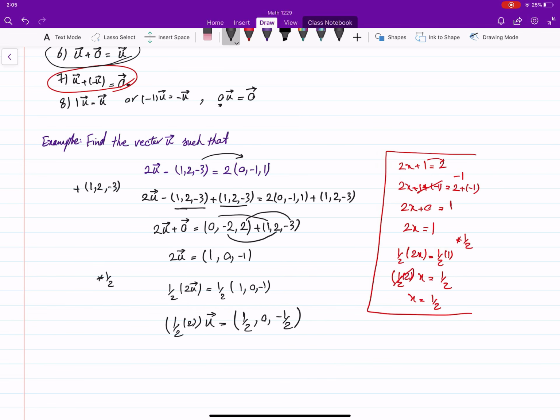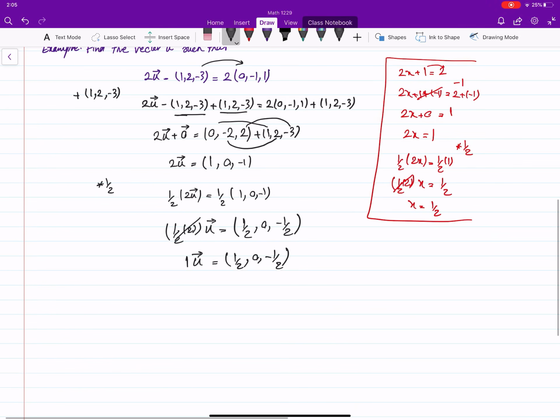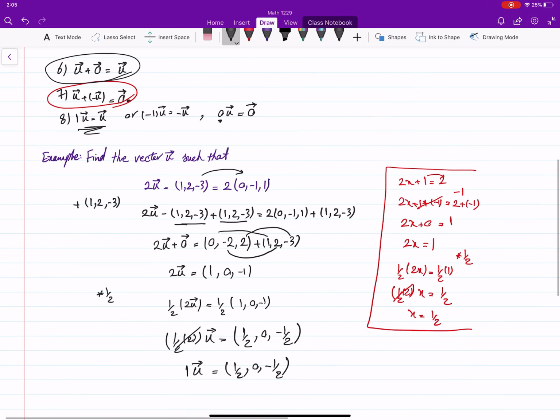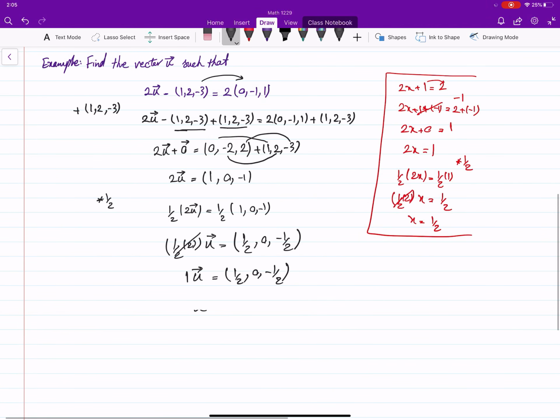Why is this thing important? Because half times 2 is 1, so you have 1 times u equals (half, 0, -half). Okay, 1 times u, remember this property. 1 times u gives you u back, and that is how we find the solution, the vector which satisfies this equation.